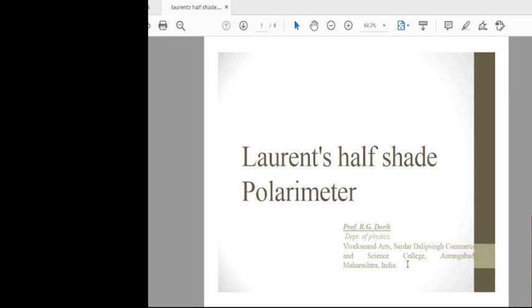And by making use of those crystals, the polarimeter is made up of that type of two crystals. A polarimeter is nothing but an instrument for determining the optical rotation of solutions.